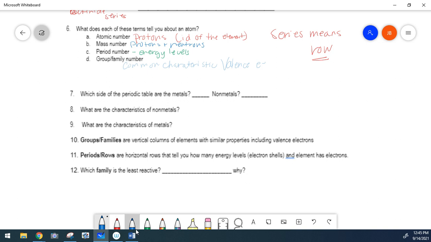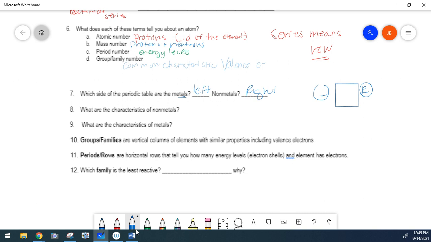All right. Which side of the table are the metals on? Left or right? Left. Which one is the non-metals? Right. That's right. Now, if I'm doing my thing, this is the left side and this is the right side, right? So make sure you know that, because on the test it might say left or right. And if you don't know left and right, that's going to be a problem, right?